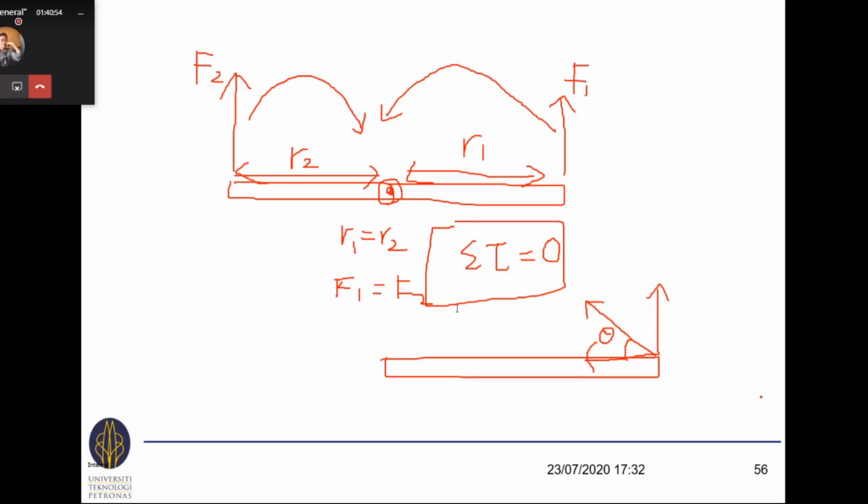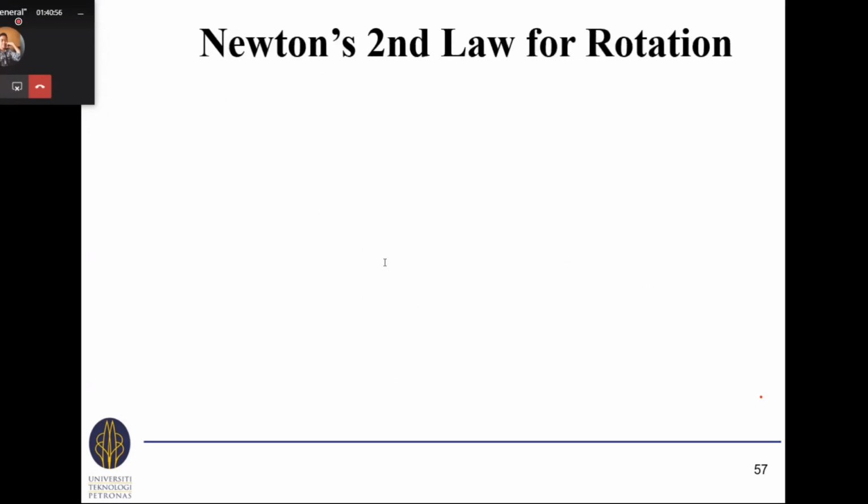Last but not least for today, I want to share with you Newton's second law of rotation. This is basically the second equation related to the torque. I told you just now, there are two equations for torque.